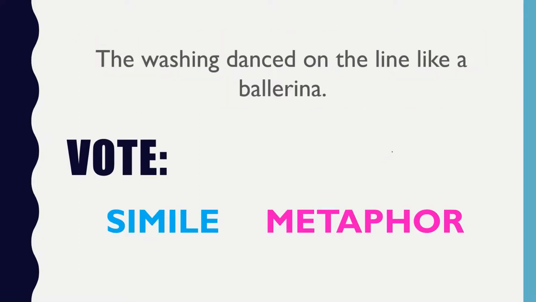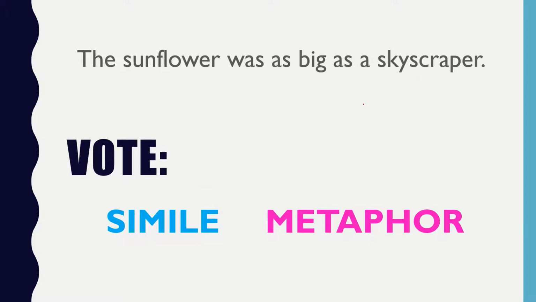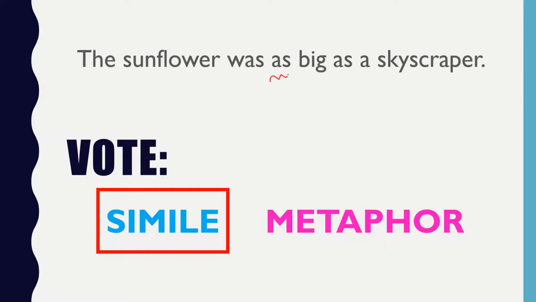The washing danced on the line like a ballerina. Is this a simile or a metaphor? It is a simile. It danced like a ballerina. We're comparing them, but we're not saying they're the same thing. What about the sunflower was as big as a skyscraper? Is that a simile or a metaphor? It is a simile again. It was as big as a skyscraper. It's not literally a skyscraper, it's just a similar size, or at least that's what we're alluding to.